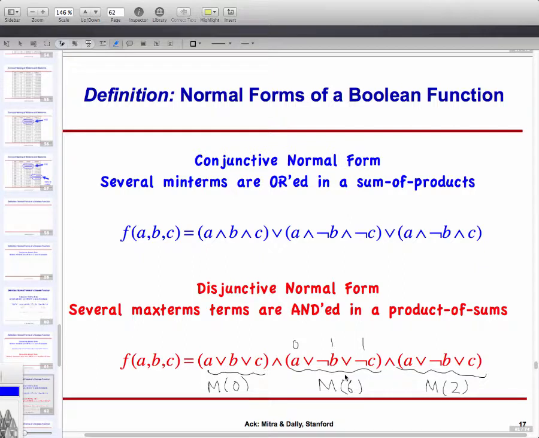So notation-wise, what we end up with in this case is M of max term 0, max term 6, and max term 2. And this is the disjunctive normal form.